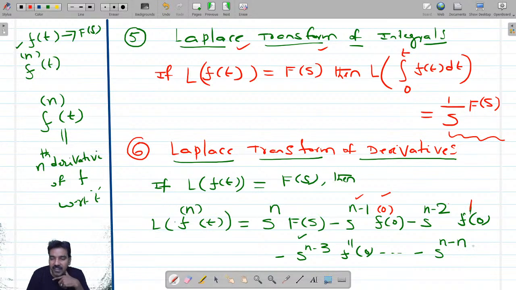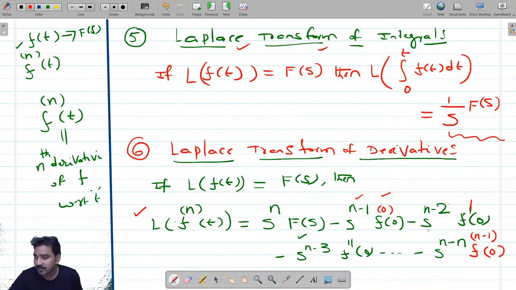Here n minus 1 means s power 0. So n minus 1 should come in the sum: the n minus 1th derivative of f, and replace t by 0. So therefore, whenever Laplace of small f of t is capital F of s, then Laplace of nth derivative of f with respect to t is this. So very, very important this is.